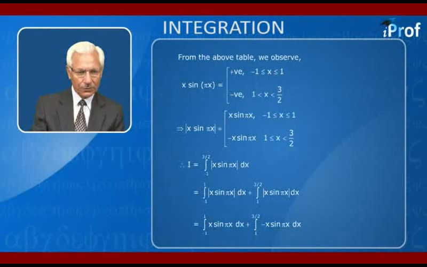Therefore, I is equal to the integral from minus 1 to 3 by 2 of modulus of x sine pi x dx, which is equal to the integral from minus 1 to 1 of modulus of x sine pi x dx plus the integral from 1 to 3 by 2 of modulus of x sine pi x dx. For the first integral, it becomes clearly x sine pi x, so it becomes the integral from minus 1 to 1 of x sine pi x dx, plus for the second integral, it becomes minus x sine pi x. Therefore, the integral from 1 to 3 by 2 of minus x sine pi x dx.